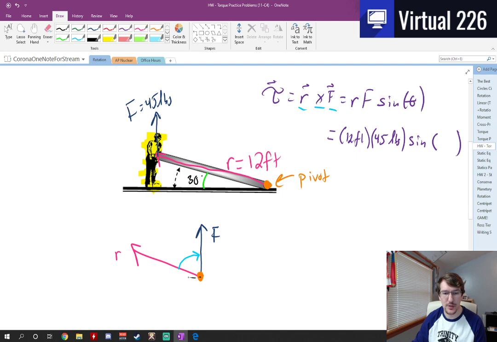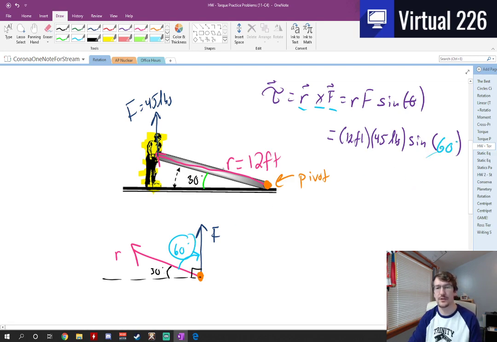Well, the only thing we have in this problem is that this angle underneath here was 30 degrees. And if this is to be a right angle, then the complementary angle there has to be 60 degrees. That's what we want. So we can say that our angle is 60 degrees here. So 12 times 45 times the sine of 60, making sure we're in degrees, gives us a torque of 467.6, so let's just say 468 foot-pounds, rounding up.